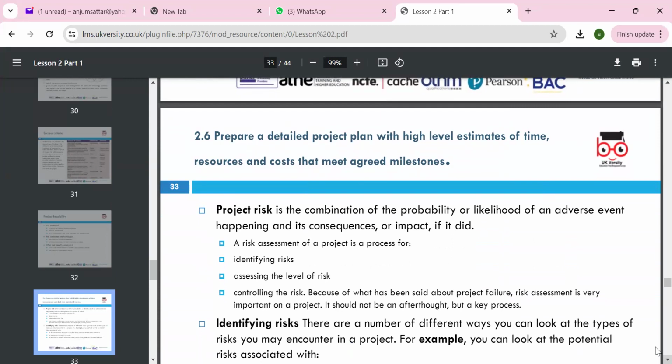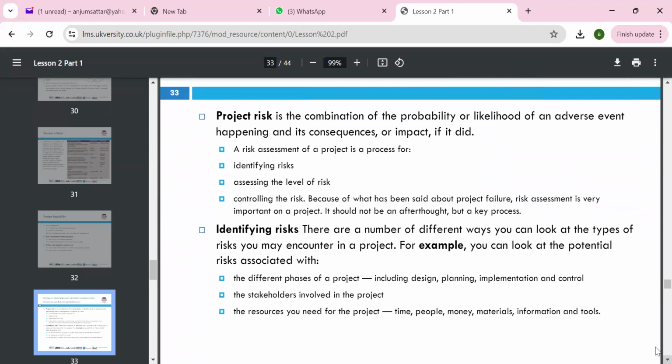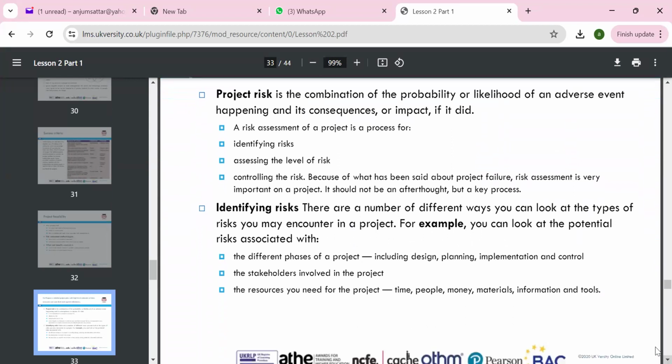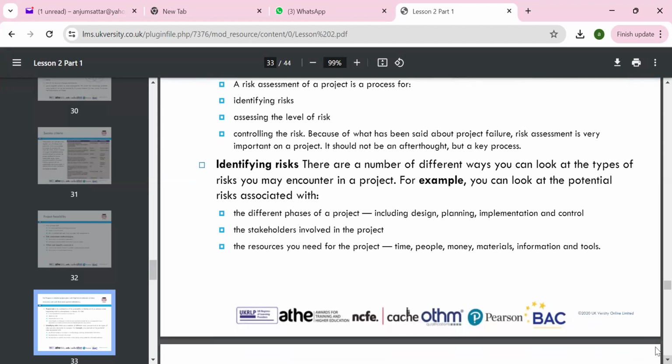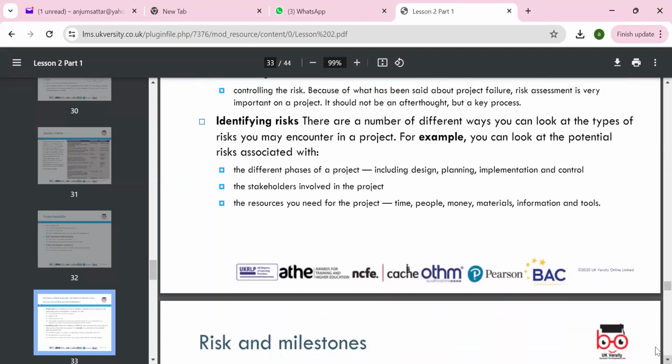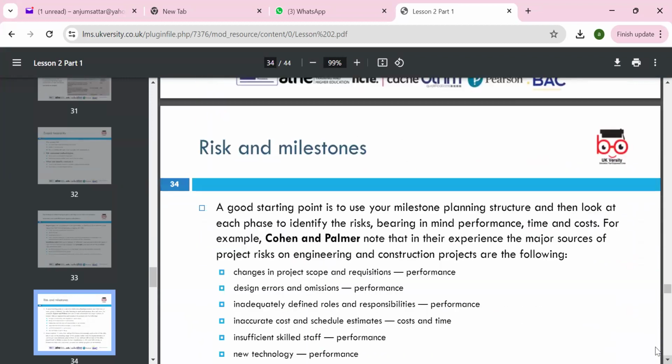We do the risk assessment: identify risk, assess risk, control risk. And we do the audit. There are a number of different ways we can look at the type of risk. For example, you can look at the potential risk associated with the different phases of the project, look at the stakeholders, look at the resources, look at the risk and milestones.